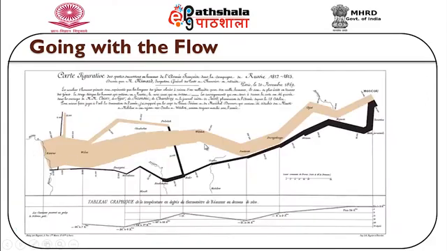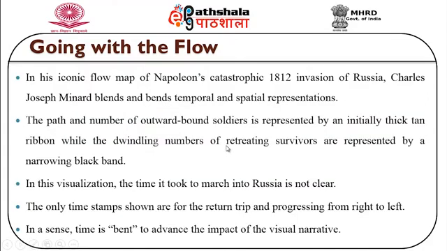So there is an initially thick tan ribbon that represents the path as well as the number of outward bound soldiers, while the dwindling number of retreating survivors are represented by a narrowing black band. In this visualization, the time it took to march into Russia is not very clear. The only timestamps shown are for the return trip and processing from right to left. In a sense, time is bent to advance the impact of visual narrative.